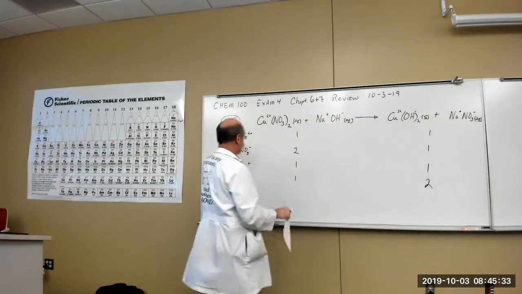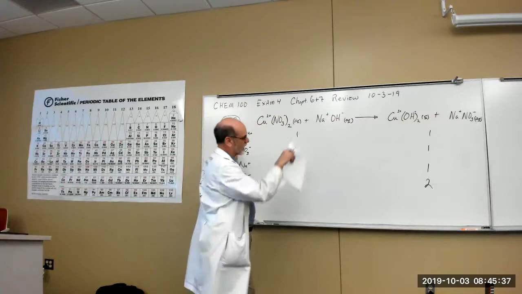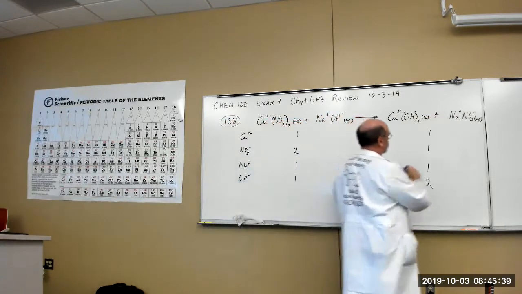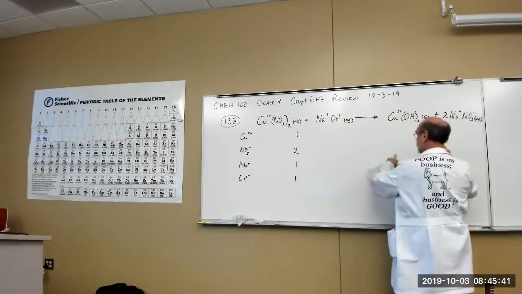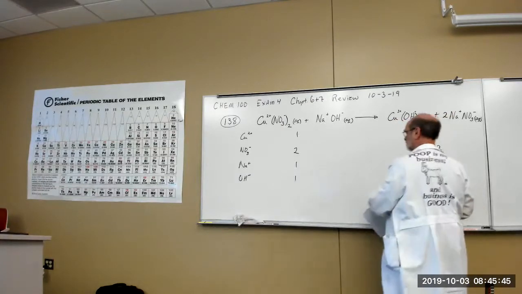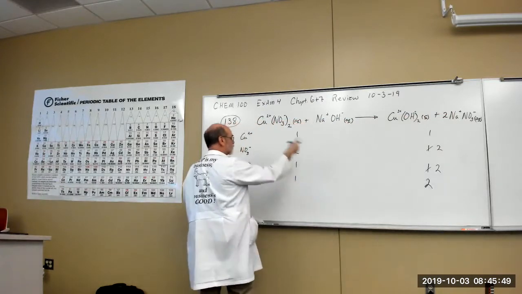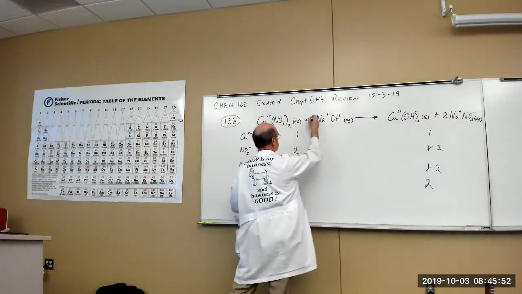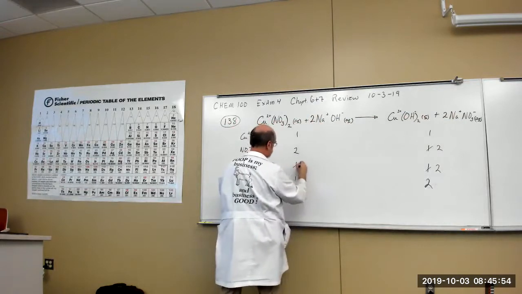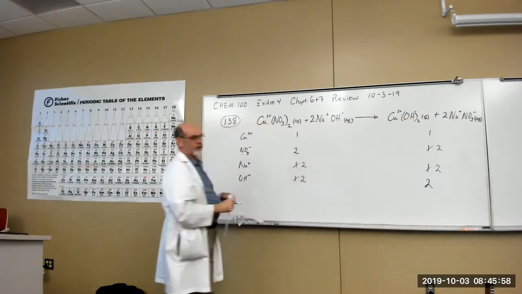All right, so coppers are already good. How do we get nitrates? We need 2 on that side, don't we? We'll put a 2 here. That gives us 2 nitrates, 2 sodiums. Now we need 2 sodiums on this side. So that gives us 2 sodiums, 2 hydroxides, and we're balanced.